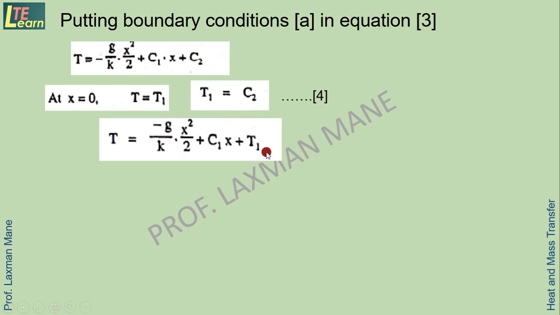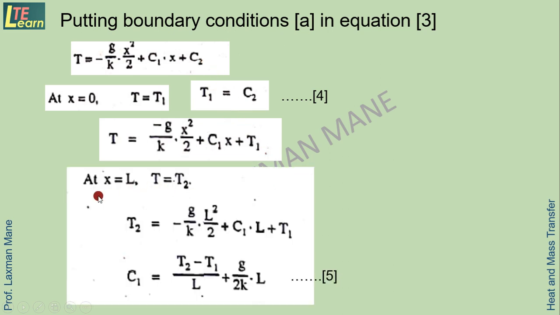Now using the second boundary condition, that is x is equal to L and T is equal to T2, the above equation becomes T2 = -(g/k) L²/2 + c1 into L + T1.